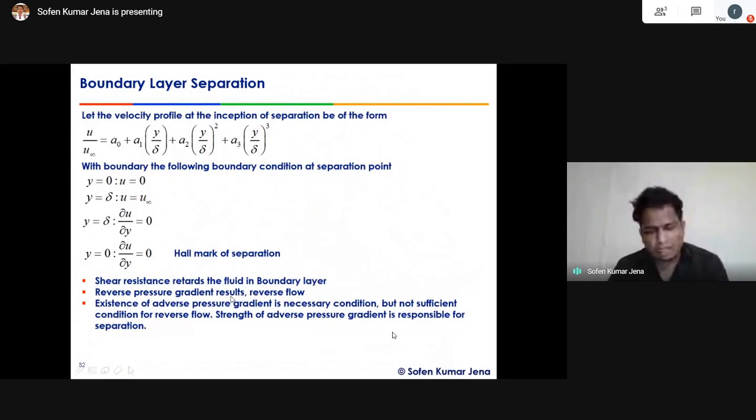And this pressure gradient is supposed to have high strength. Existence of pressure gradient is a necessary condition. Once the reverse pressure gradient is there, it has to be present in sufficient strength to result in reverse flow of the boundary layer. It's not that any adverse pressure gradient can reverse the flow. Already I have explained.